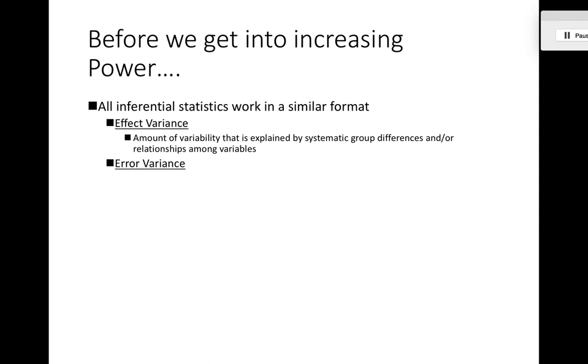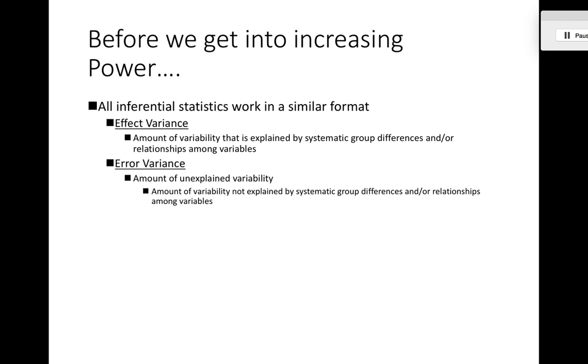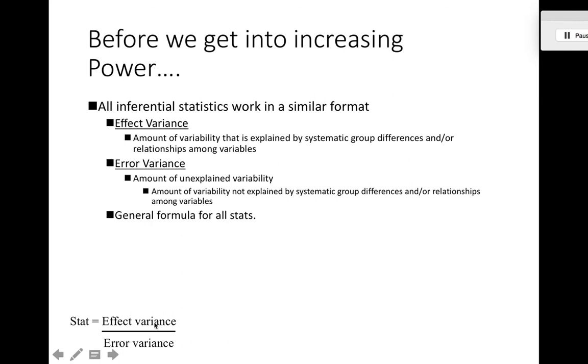So in other words, the difference between group 1 and group 2 is due to my manipulation or control, right? They are different because I've made them different. Thus, they have different scores because of my treatment. Error variance is the amount of unexplained variability not explained by systematic group differences and/or relationships among variables. So in other words, differences between my scores that are not due to the researcher's manipulation or control. So all inferential statistics work in the same general formula: effect variance divided by error variance.